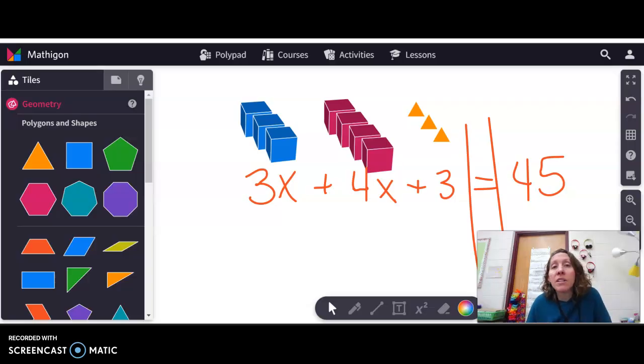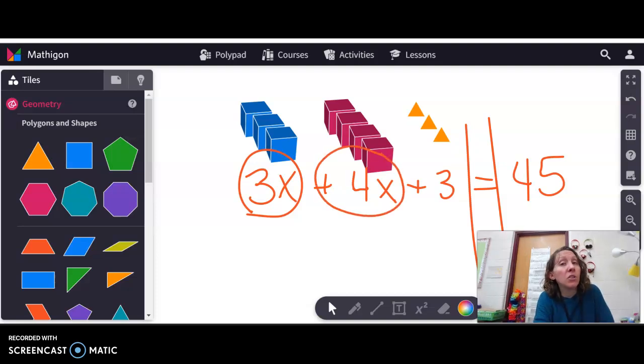Like terms are things that you're adding that have the same variable, or they are both constant numbers or an integer. So in this case on the left, we have 3x and 4x. Those are like terms because they have the same variable. Oh my goodness, that was silly. I meant to write a 7. Okay, so altogether we have 7x, or 7 boxes, and those 3 loose triangles. And altogether we have 45 triangles.